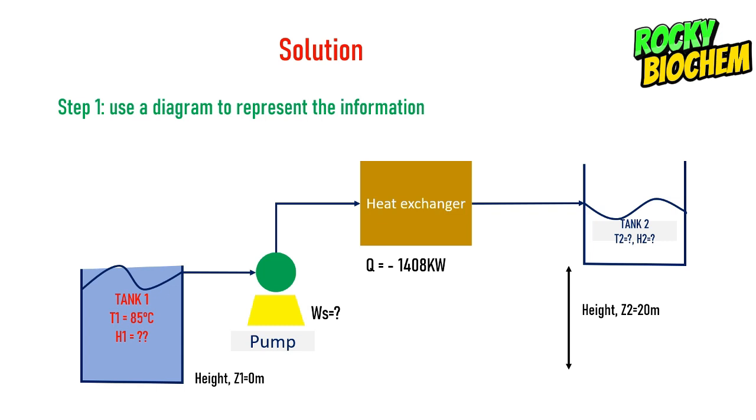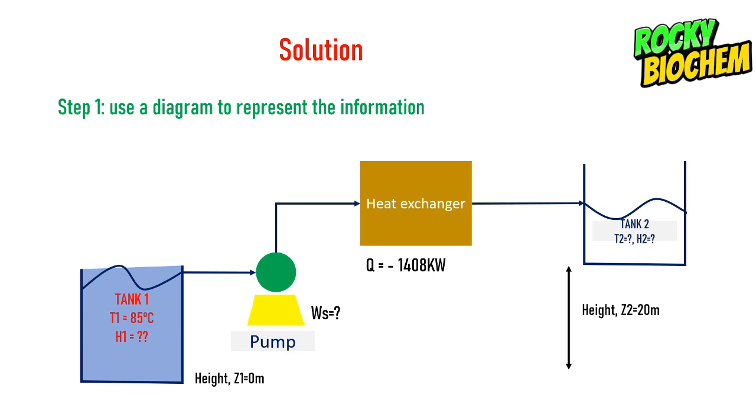From the question, the water in the tank was initially at 85 degrees Celsius, but we don't know the heat content of that particular water. That is why I have introduced a question mark in front of the enthalpy. Also, we use a pump to pump the water into a heat exchanger. We don't know the pump work, so I have introduced a question mark in front of it. And in the heat exchanger, that is where the heat changes occurred.